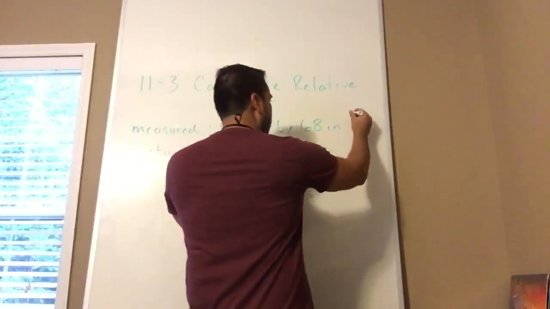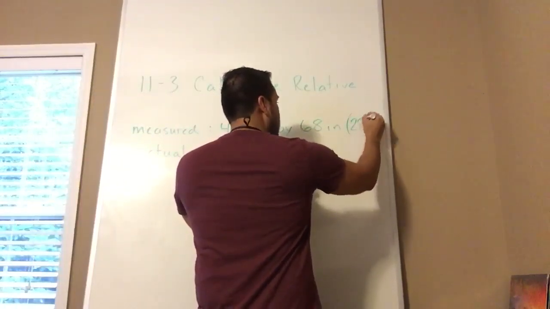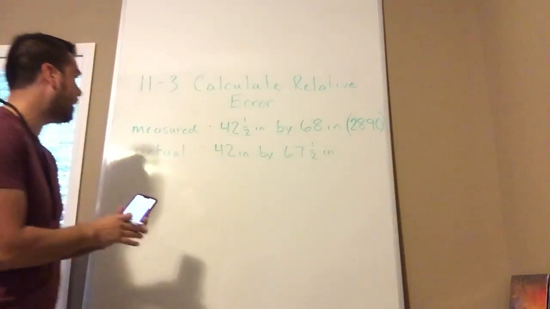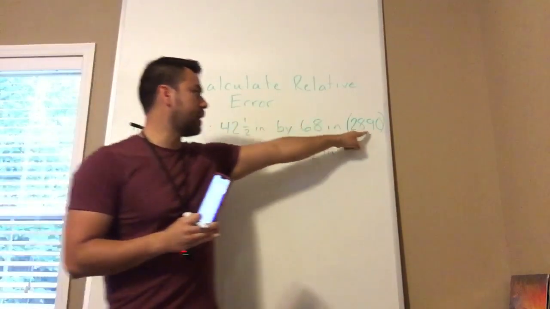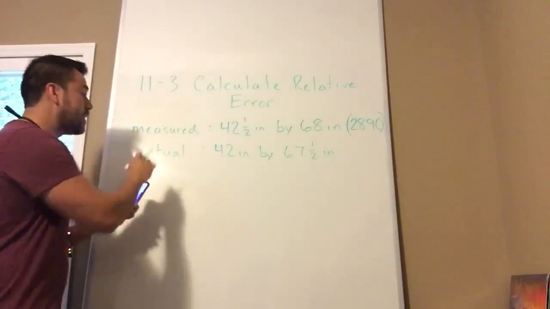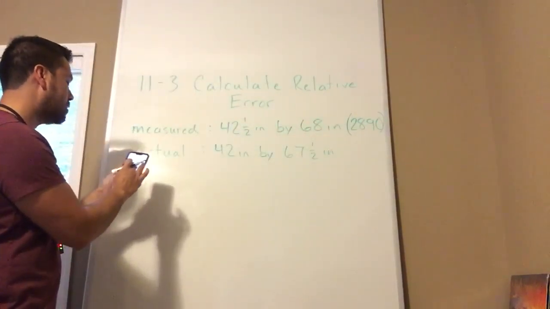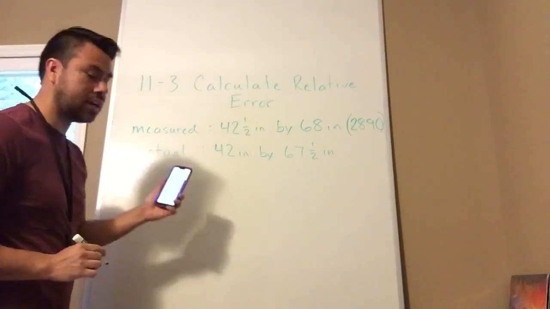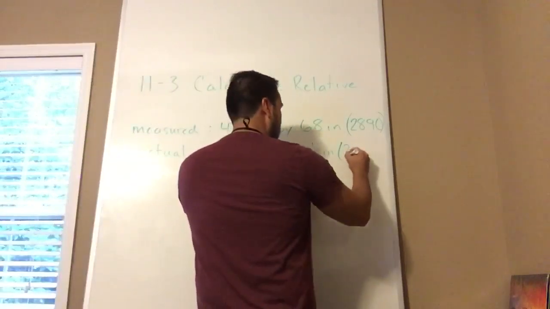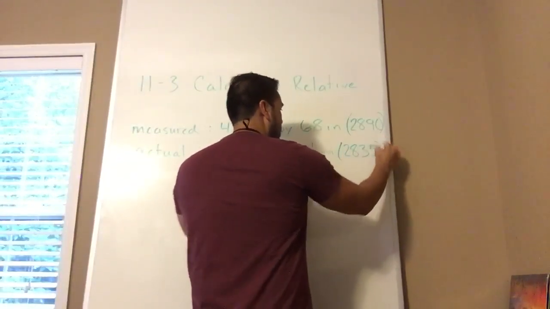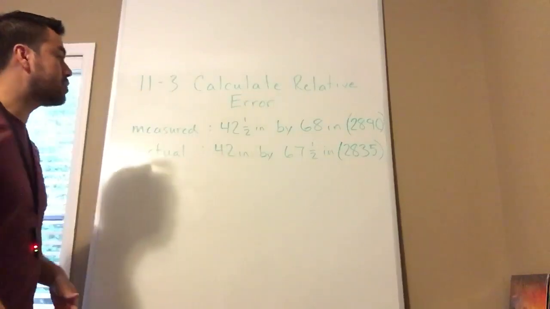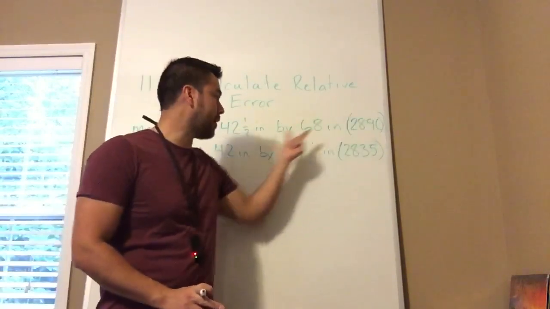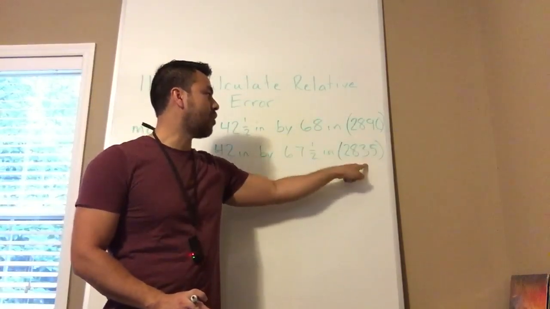And I get a measured area. I'm going to put it here, 2,890. That's my measured area. So that's what I wanted to get first. They didn't give that to me. Then the actual area, I'm going to do 42 times 67.5. So notice I converted it to decimal again, and that gets me 2835. Okay? So if I'm trying to find the percent of error of the areas, then I have to first find the area of both. So this is how far off I was.